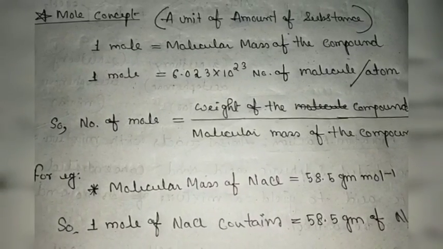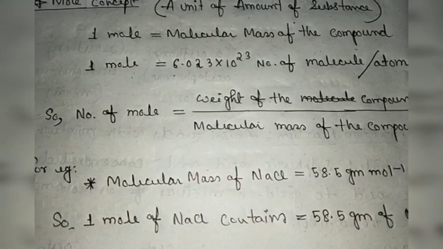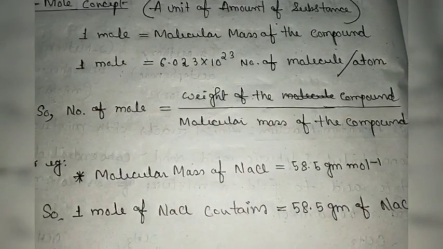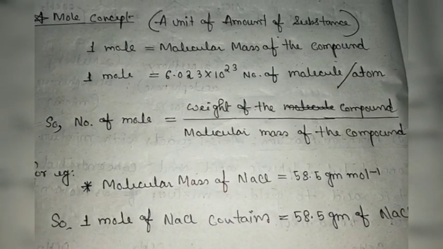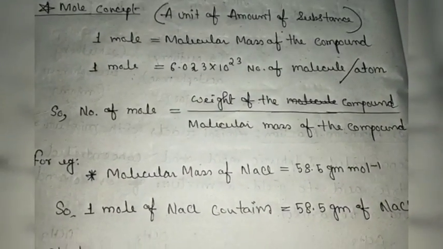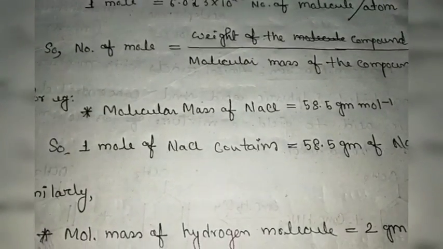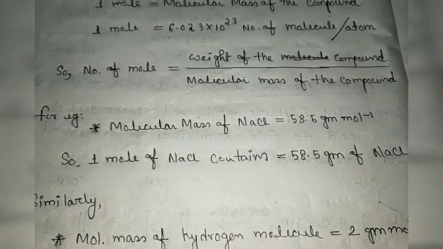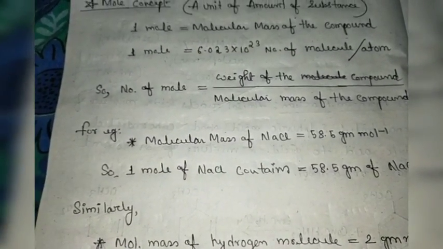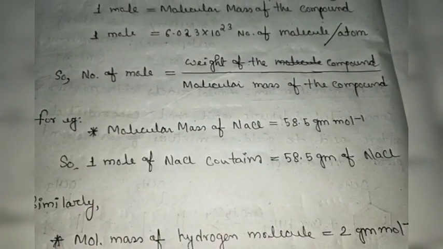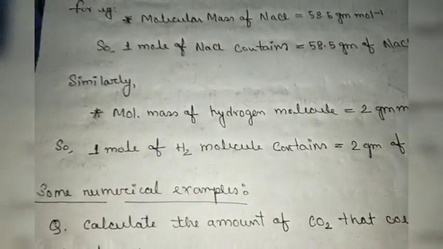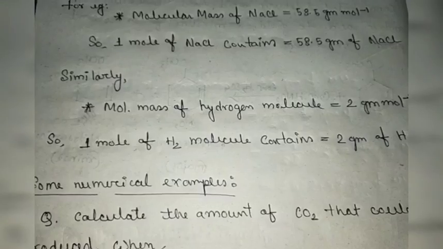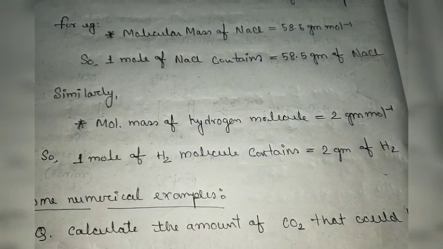So how many moles are in the compound? We take the weight of the compound which has been given, and divide it by the molecular mass of the compound. For example, the molecular mass of NaCl is 58.5 gram per mole. So 1 mole of sodium chloride contains 58.5 gram of sodium chloride. Similarly, the molar mass of hydrogen molecule is 2 gram per mole, and 1 mole of hydrogen molecule contains 2 gram of hydrogen molecule.